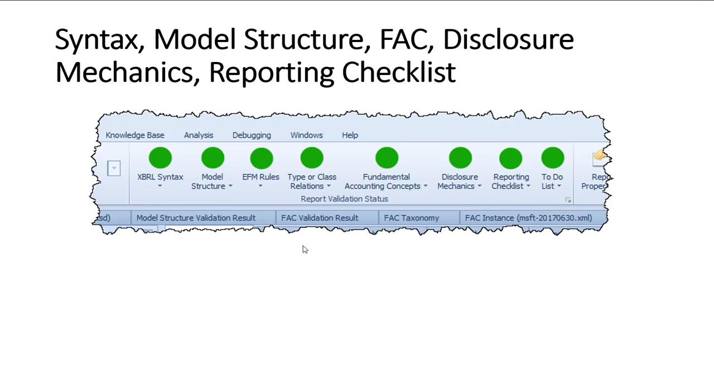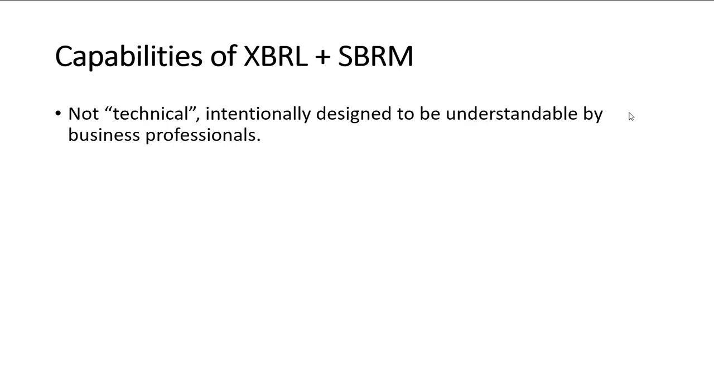So I get visibility into a report by simply looking at these buttons, and I can click on a button to get more detail. I don't want to go into this, but basically I want to explain the capabilities of XBRL plus SBRM. And I want you to notice that what you see is not that technical. It's not technical at all, I believe. It's intentionally designed to be understandable by business professionals, because these are the people who have to use this stuff.